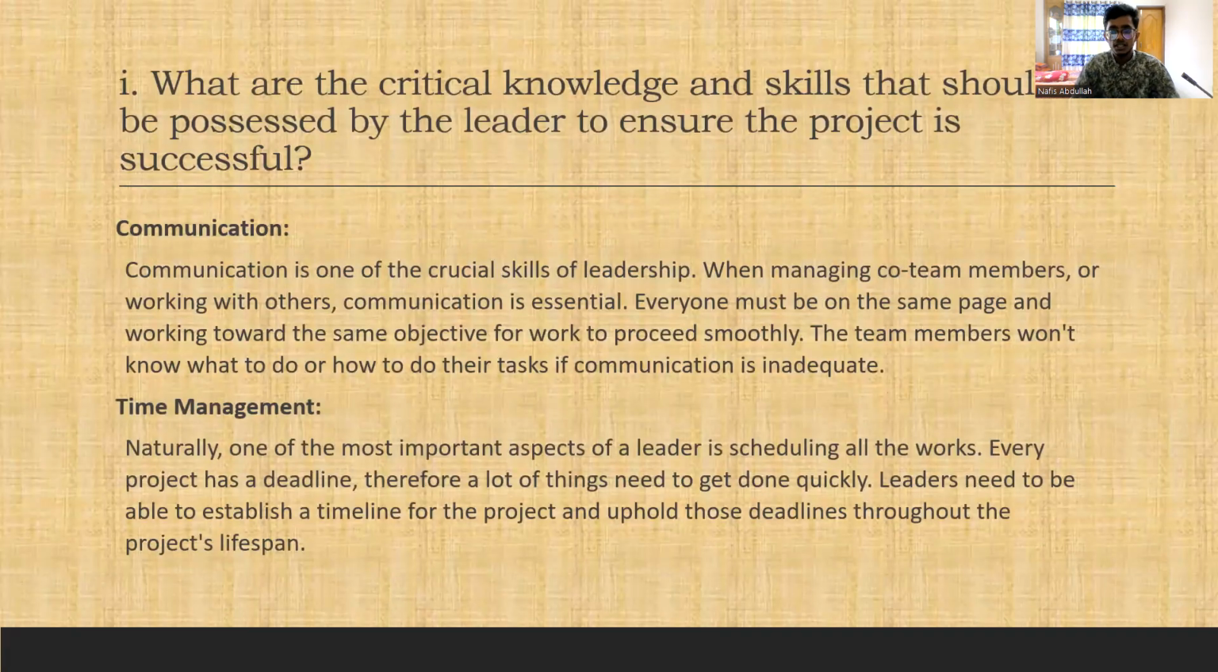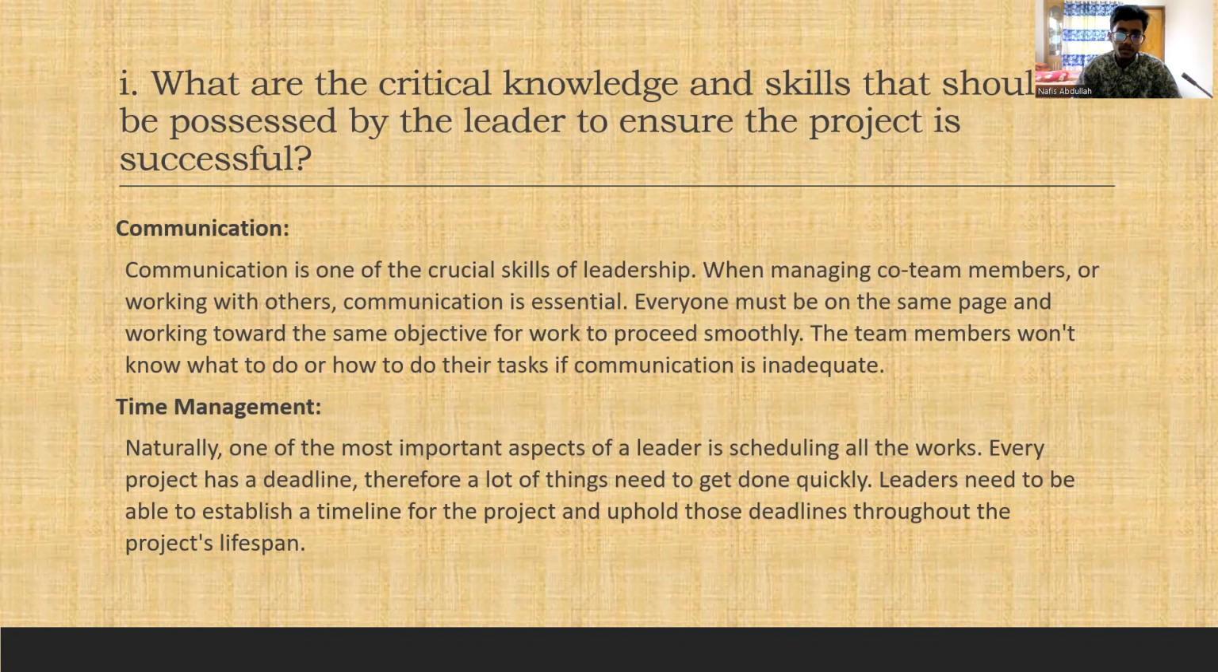So, what are the critical knowledge and skills that should be possessed by the leader to ensure the project is successful? At first, the communication skill. Communication is one of the crucial skills of leadership. When managing core team members or working with others, communication is essential. Everyone must be on the same page and working toward the same objective for work to proceed smoothly. The team members won't know what to do or how to do their task if communication is inadequate.